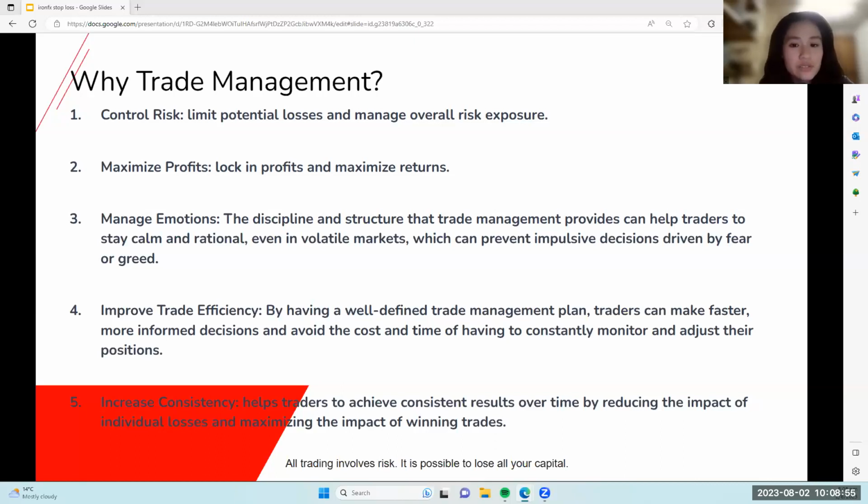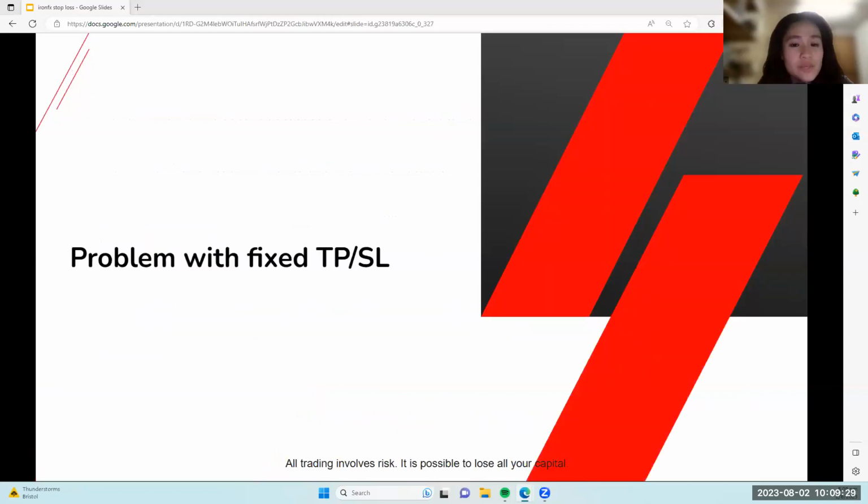Fourth, improve trade efficiency. When you have a well-defined trade management plan, you can make faster and more informed decisions and avoid the cost and time of having to constantly monitor and adjust your positions. And lastly, increase consistency. An effective trade management strategy and risk management techniques help traders to achieve consistent results over time by reducing the impact of individual losses and maximizing the impact of winning trades. Okay, so let's get into it.